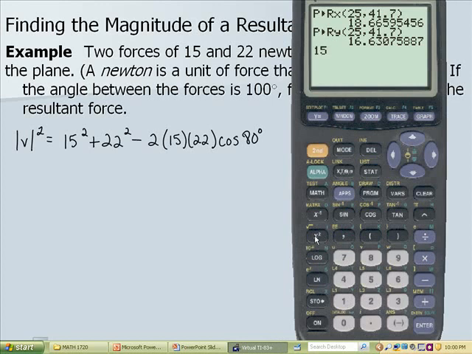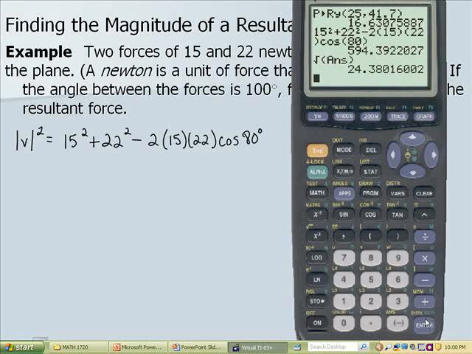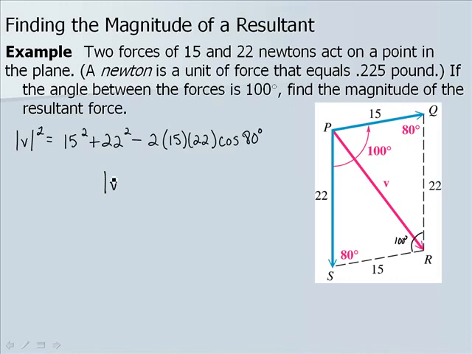So we have 15 squared plus 22 squared minus 2 times 15 times 22 times the cosine of 80, and we want to take the square root of that to get the magnitude of our resultant, and we see that we get approximately 24 newtons.